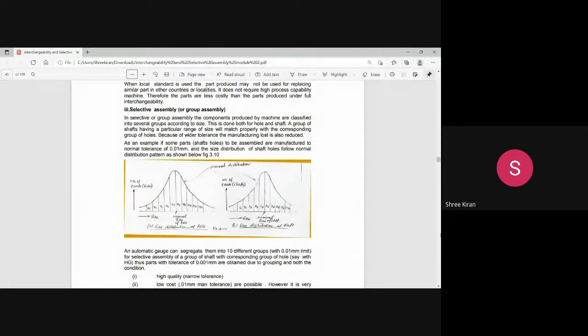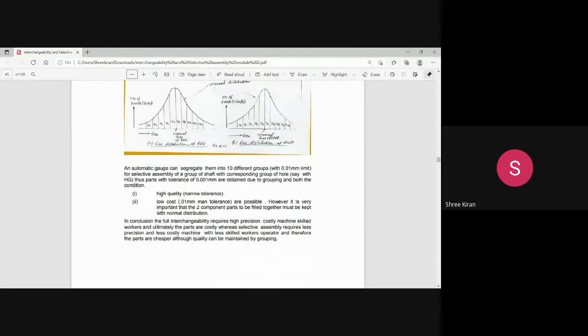What happens? Due to grouping and both the conditions, the various factors are high quality, that is narrow tolerances, and low cost; 0.01 mm tolerances are possible. It is very important that the two component parts to be fitted together are kept with normal distribution. That is what happens in the case of selective assembly.